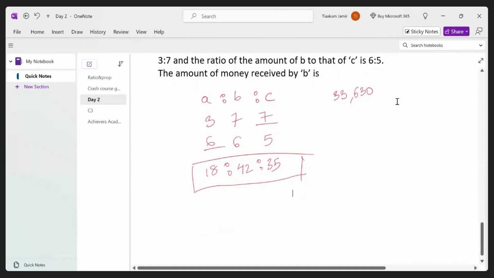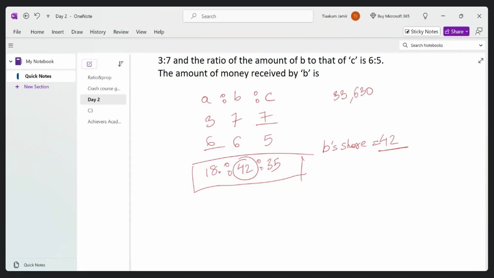So the question is about B's share. B's share is 42, out of how much? The total is 42 plus 35, which is 77, plus 18, which is 95. So B's share is 42 out of 95, and the total is 95.